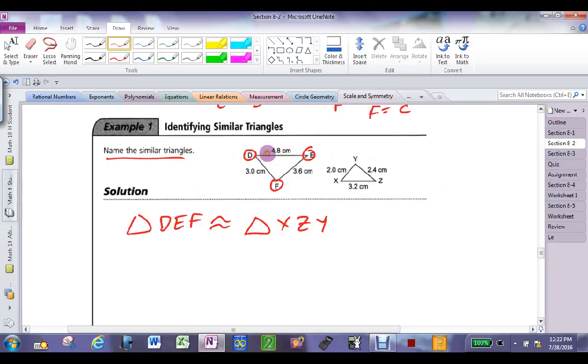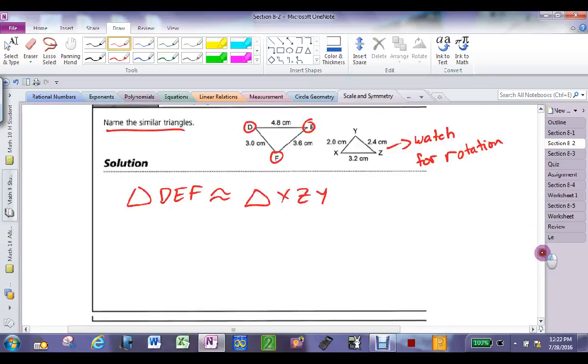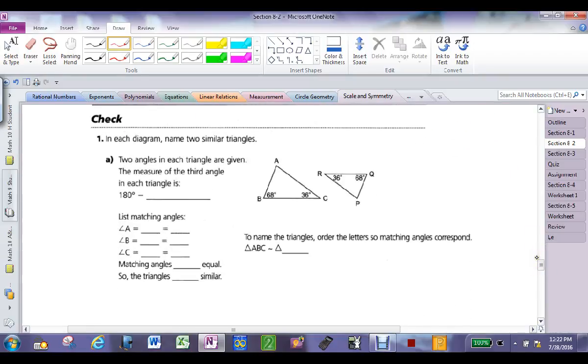And then I went along the longest side to E. So I go along the longest side to Z, and then to Y. Is everybody cool with that? Why was it tricky? Watch for rotation. Okay? So go.